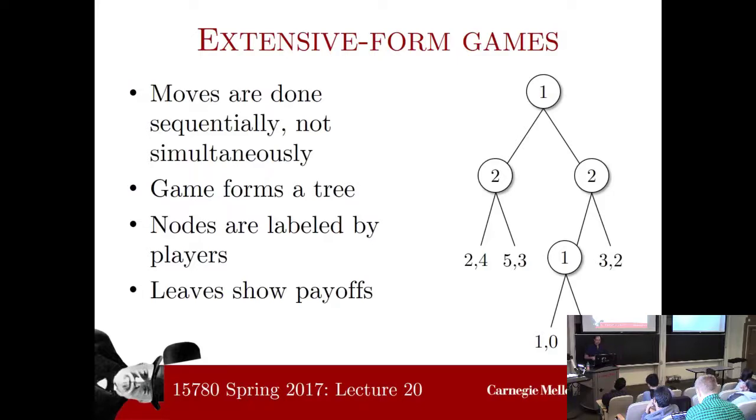So the way we illustrate this is the game is defined by a tree, where every node is labeled by the name of the player who makes a move in that node. And then the payoffs are at the leaves. So like before, if player 1 chose to go left and player 2 then chose to go right, the payoff to player 1 would be 5, and the payoff to player 2 would be 3, like before.